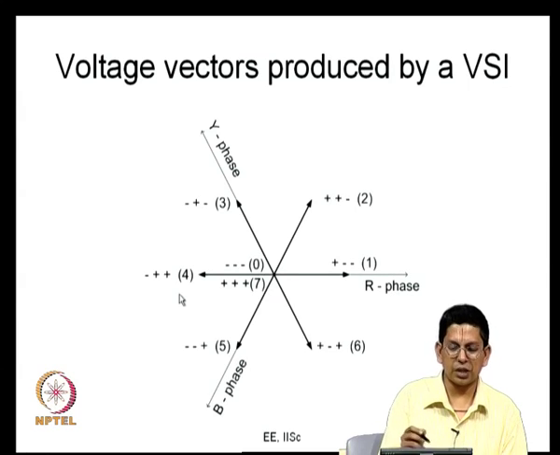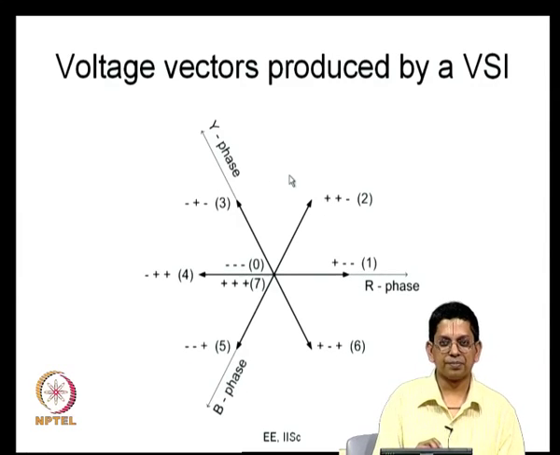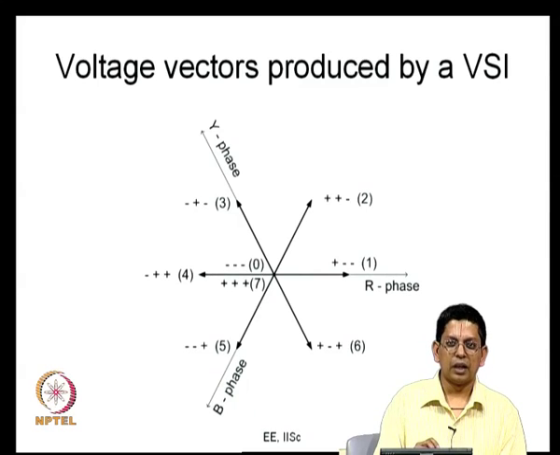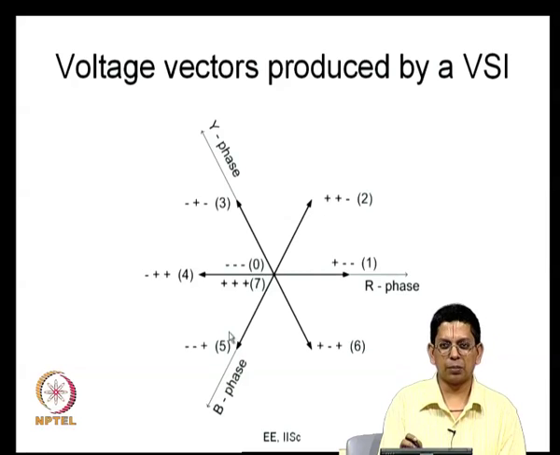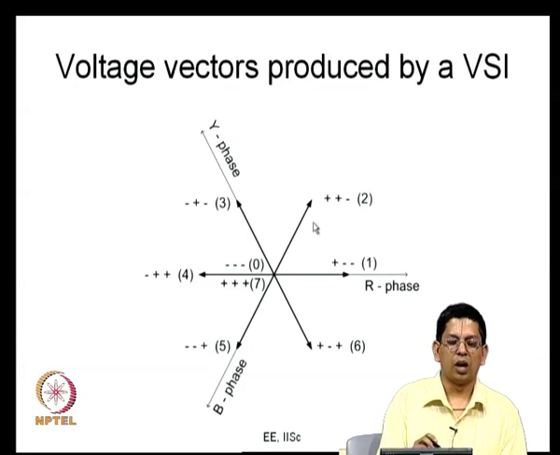The same arguments are valid for Y phase and B phase. So, you can consider there are 6 possibilities. For each of these possibilities, you will have a vector aligned along the positive R phase axis or negative R phase axis or positive Y phase axis or negative Y phase axis and so on, one or the other axis you get. All the vectors are of magnitude VDC.